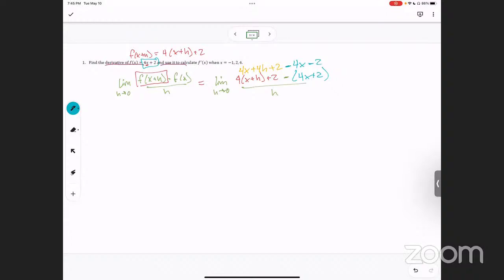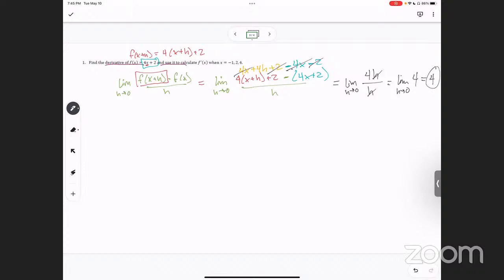Now let's simplify that. What's 4x minus 4x? 0, they cancel out. What's 2 minus 2? 0. So you're just left with 4h on the top, and what on the bottom? h. So the h's cancel out, so your limit's just 4. So the limit as h goes to 0 of 4 is just 4. So your answer is just 4.